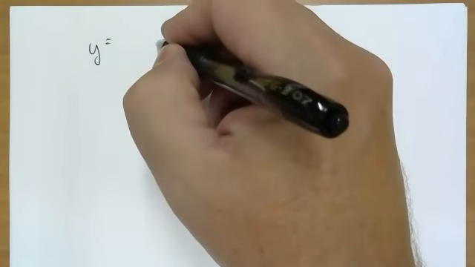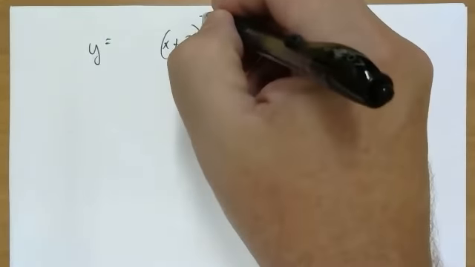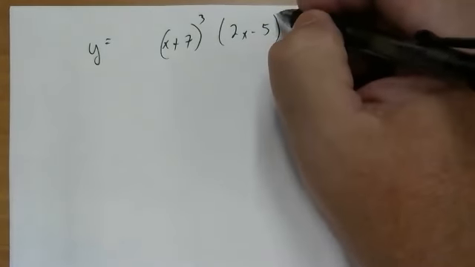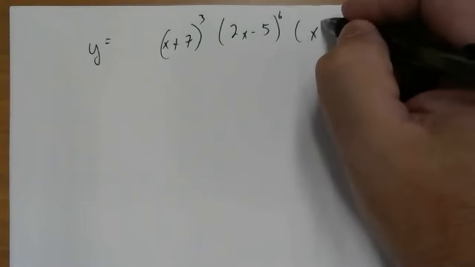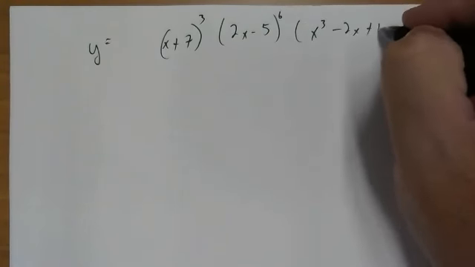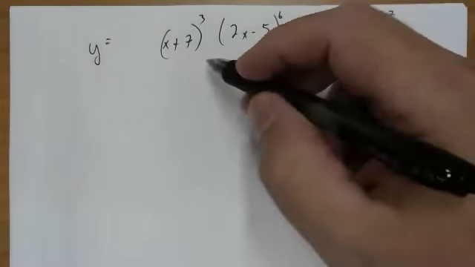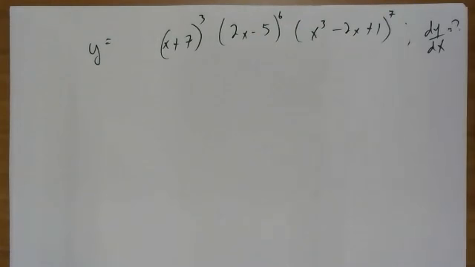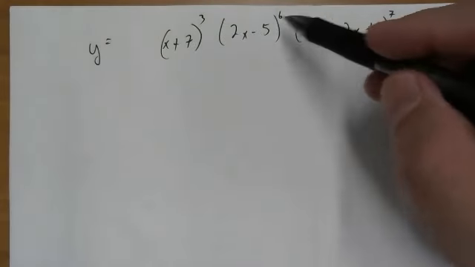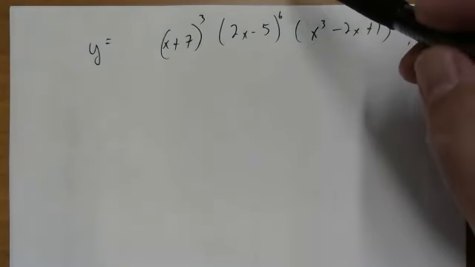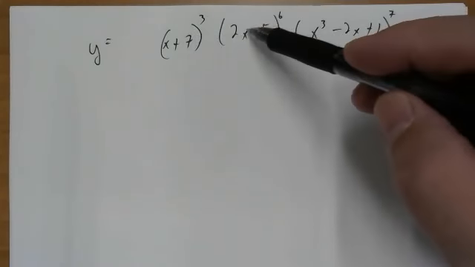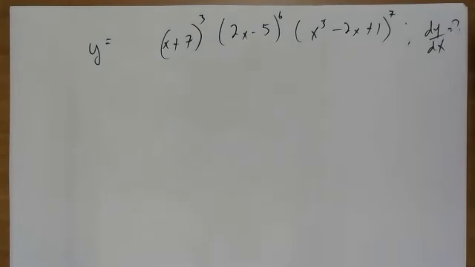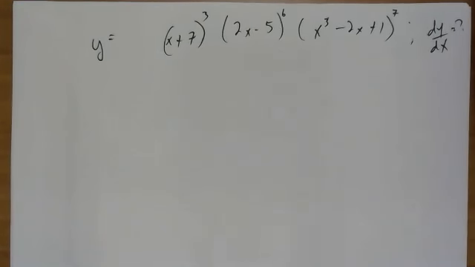y equals (x plus 7) to the 3rd times (2x minus 5) raised to the 6th power and (x cubed minus 2x plus 1) raised to the 7th power. Now, if you tried to take the derivative of this using normal rules, it would really get messy because there are 3 products. So you almost have to do the power rule on the first 2, and then redo the power rule. Wow. So this is a case where logarithmic differentiation is probably actually going to be easier.